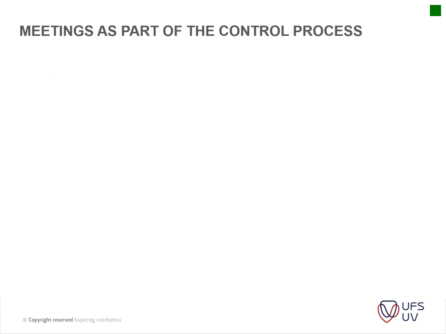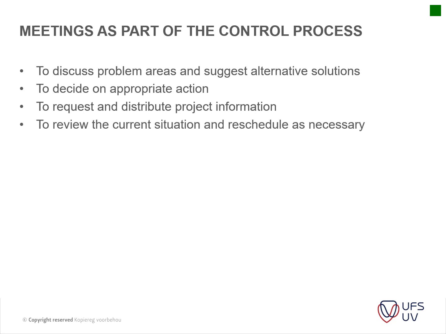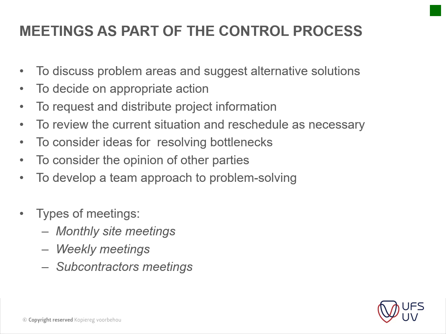So meetings as part of the project: to discuss the problem areas and suggest alternative solutions, to decide on appropriate actions, to request and distribute project information, to review the current situation and reschedule as necessary, to consider areas of resolving bottlenecks, and to consider the opinion of other parties, to develop a team approach to problem solving. And then types of meetings, you've got your monthly site meetings, weekly meetings, your subcontracting meetings.